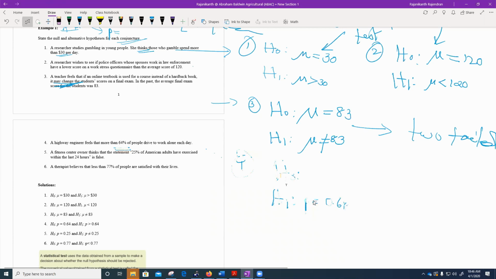Oh, why am I putting the equal sign? It should be greater than. Oh, let's see. Yeah, more than means greater than. Very good. It should be greater than. So this should be equal, right? Will H0 always be equal? Yes. H0 is always equal. Only H1 will change according to your assumption. Okay, good. So again, this is going to be a right tail test.